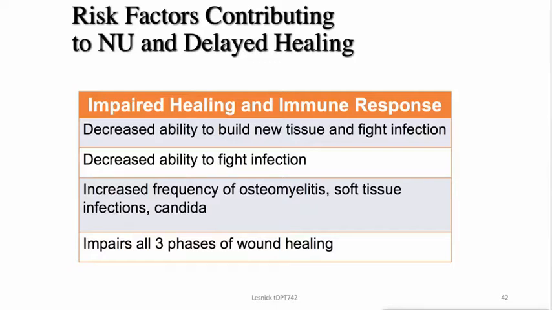Impaired healing in the immune system. There's a decreased ability to build new tissue and fight infection, and increased frequency of osteomyelitis, soft tissue infections, and candida. So this can impair all three phases of wound healing.